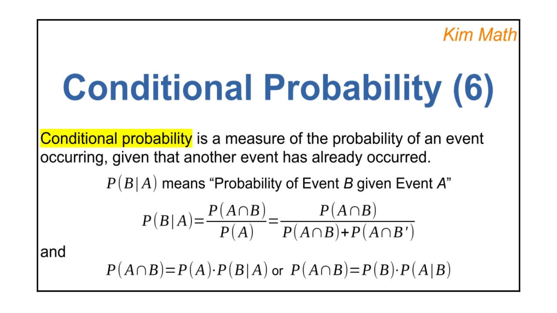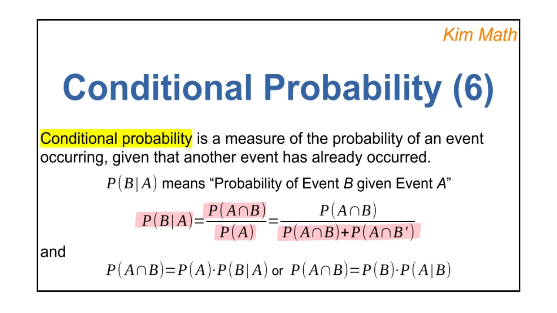Again, probability of B given A means probability of A and B divided by probability of A. Okay, and the probability of A can be rewritten as probability of A and B plus probability of A and not B.